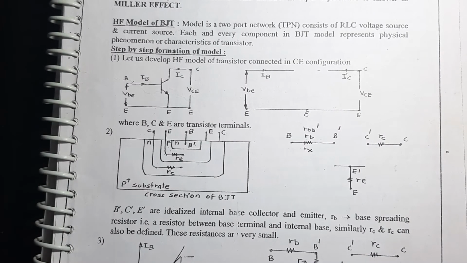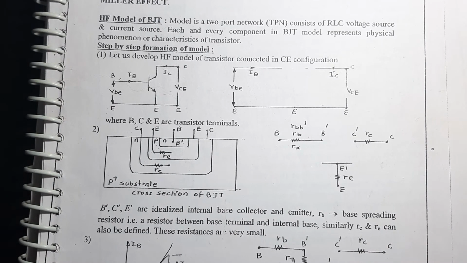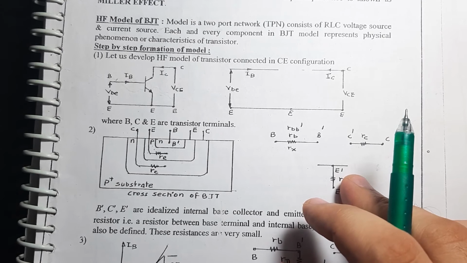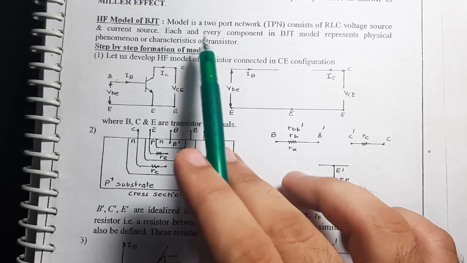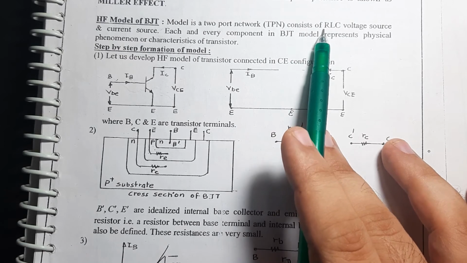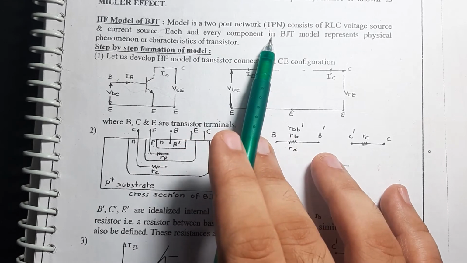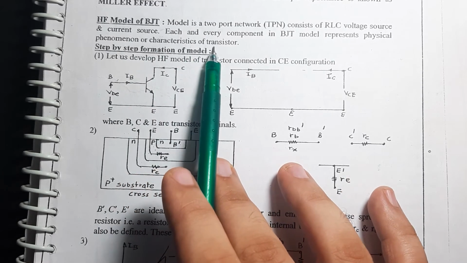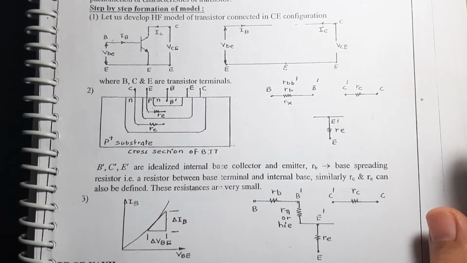Hello everyone, today we are going to start with the HF modeling of the BJT, and post that we'll start with the HF model of a MOSFET also. So let's begin to develop an actual model of a BJT. A model is a two-port network, that is a TPN, which consists of RLC, voltage sources and current sources. Each and every component in your BJT model represents either a physical phenomenon or a characteristic of the transistor. By this we will be developing the model of the transistor.